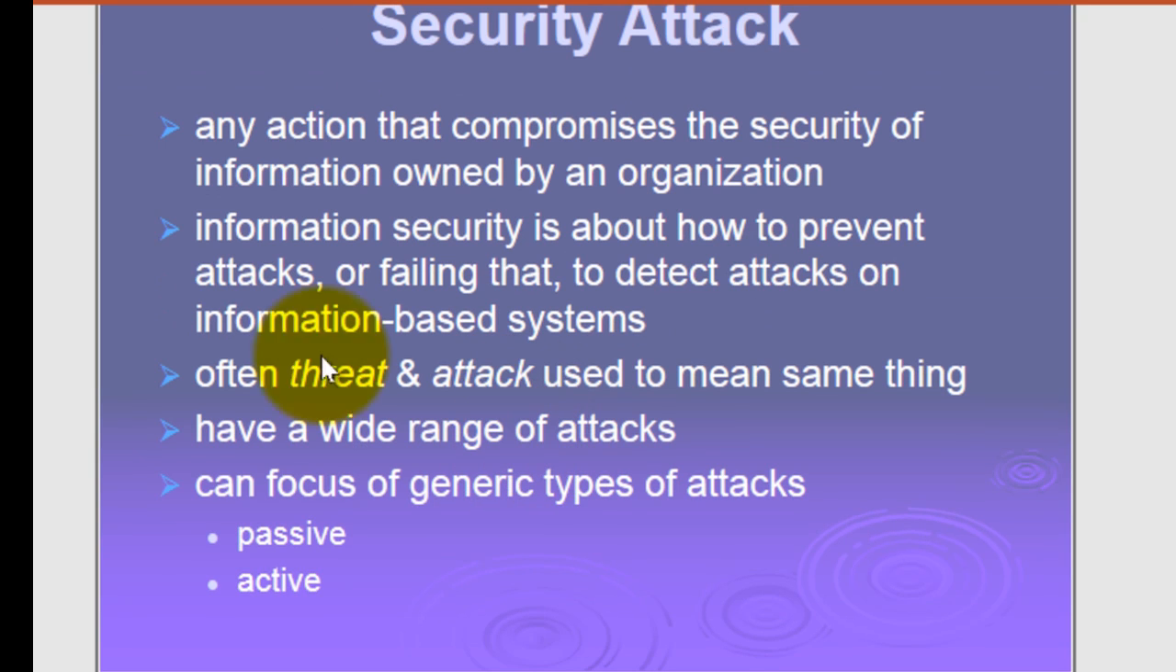Now let us see in brief about security attack. As I said earlier, a security attack is an action which compromises the security of information, or which compromises the security of very important data.